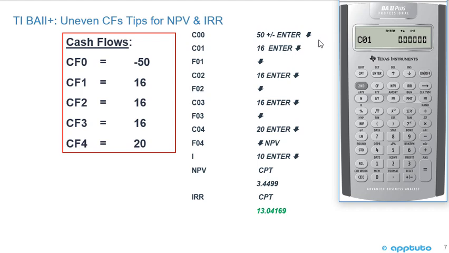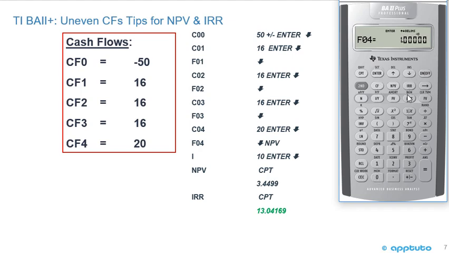You can see CF0. I'm going to do 50 plus or minus, hit enter, arrow down. So I'm showing you enter, arrow down. I'm going to do 16, enter, arrow down. In this case, I'm entering 16 3 times. If the cash flows were different, you would enter each one individually. So just a quick practice here. C2 is 16, enter, arrow down, frequency is 1. C3 is 16, enter, arrow down. C4 is my 20. I'm going to enter that, okay, arrow down.